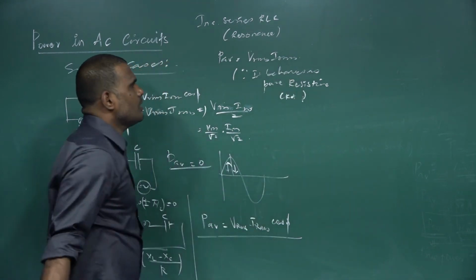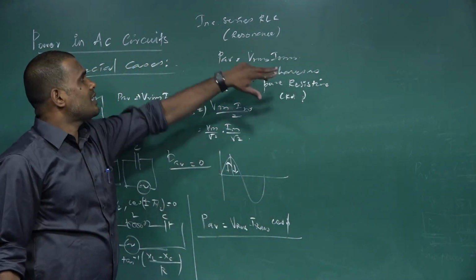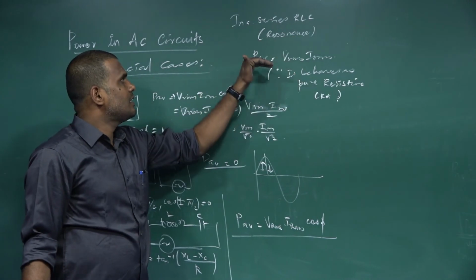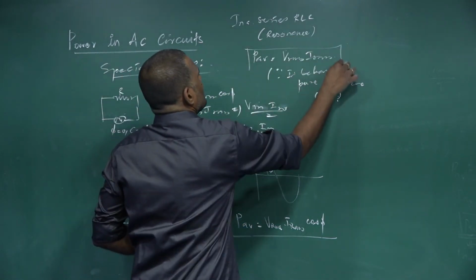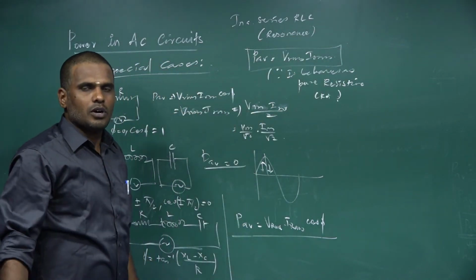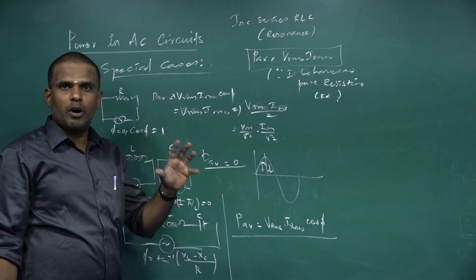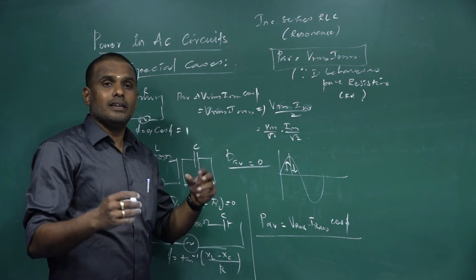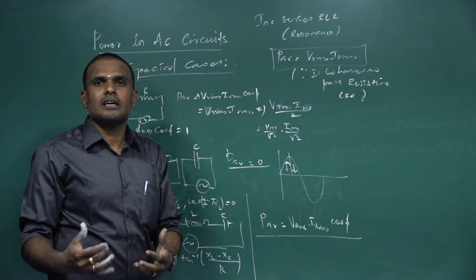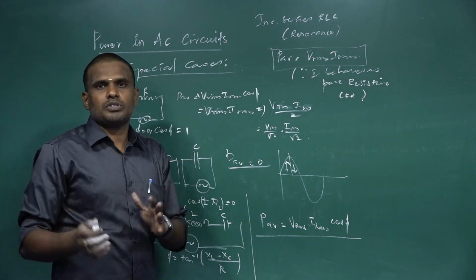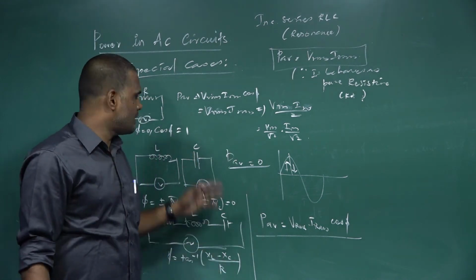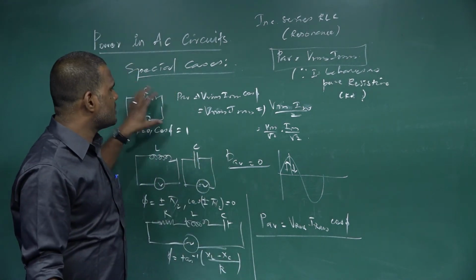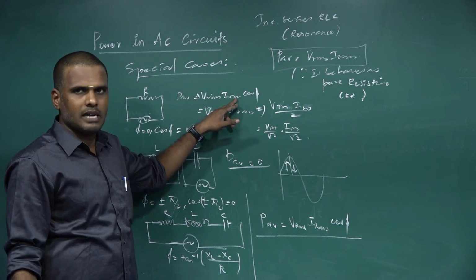It behaves as a pure resistive circuit. So in a series RLC circuit at resonance, the average power consumed is equal to VRMS IRMS. So depending upon the values of power factors, the average power consumed by the different circuit elements connected across the alternating sources is different. In a pure resistive circuit, average power consumed is VRMS IRMS.